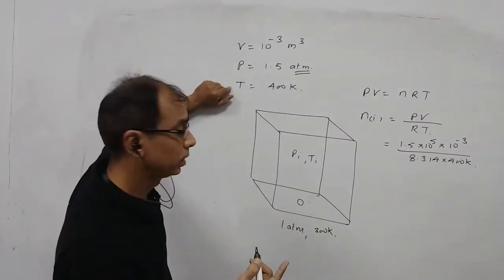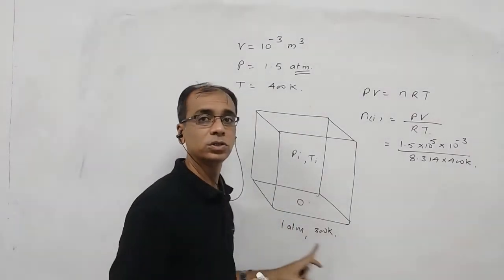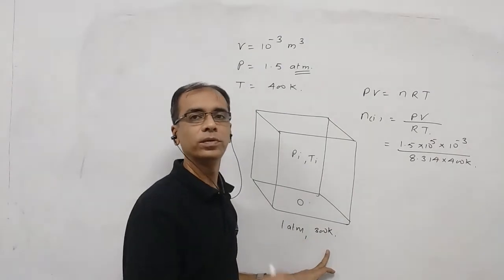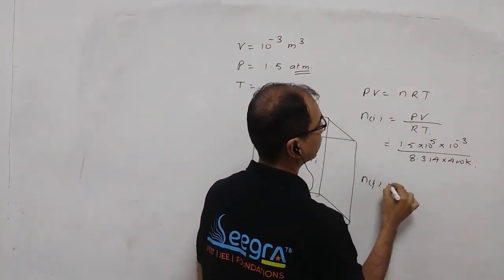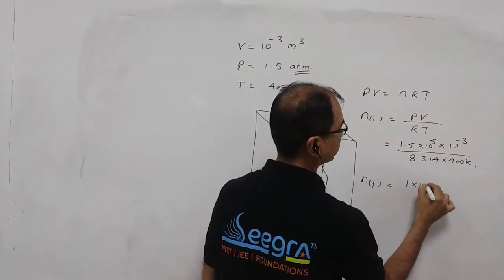Finally, what is going to happen? He said that this should be the pressure and this should be the temperature. So the final state we will also find. The final formula is the same, PV by nRT. So what is P now? 1 atmosphere is given.